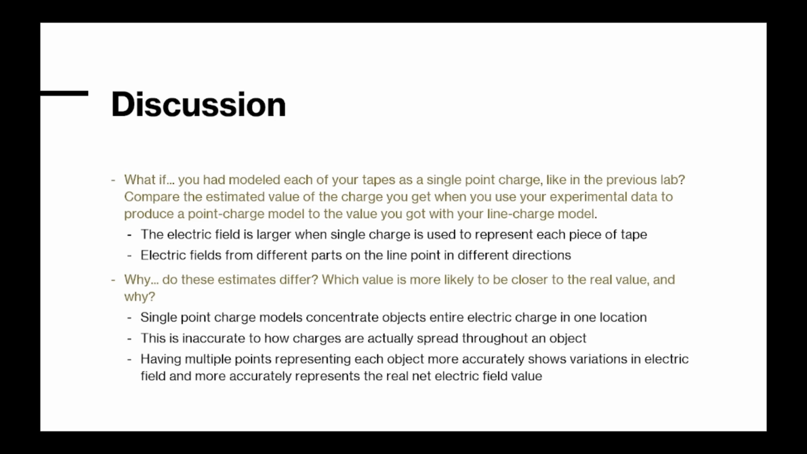And so some discussion. If we had modeled each of our tapes as a single point charge, we would have seen that the electric field is larger when the single charge is used to represent each piece of tape, because the electric fields from different parts of the line point in different directions, and because they point in different directions at different parts of the line, a lot of the electric field is actually canceled out from those different points, and as a result, we have a much smaller net electric field than with the point charge.